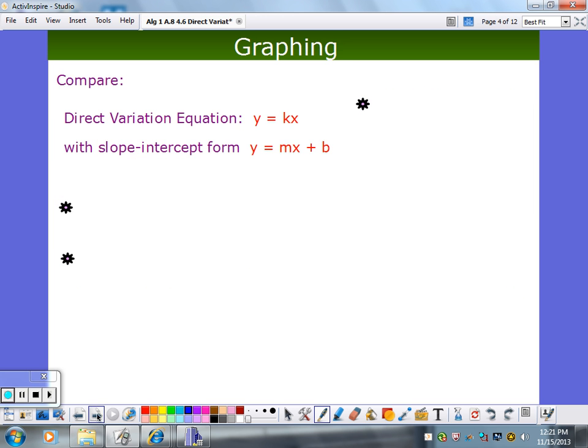So let's go a little more general. y equals kx, y equals mx plus b. We did this already. k and m are the same thing. The constant of variation is the slope if you were to graph it. And b is always 0.